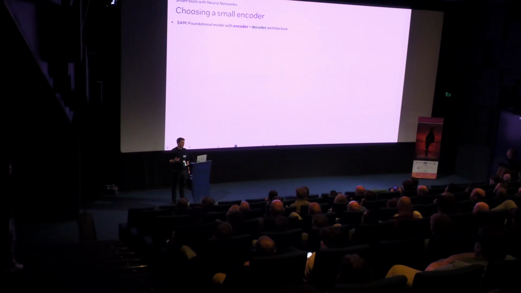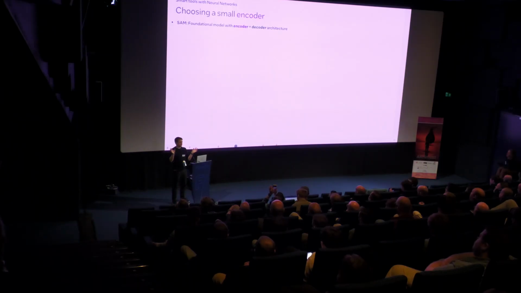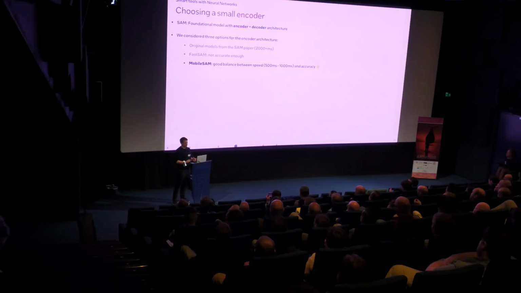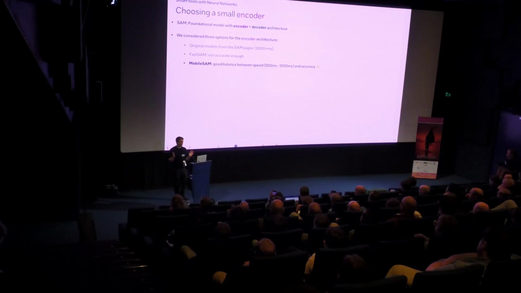Next step would be that we need to choose an encoder. If you remember, SAM has an encoder and a decoder architecture, and the quality of your data depends on the encoder, but also how long it takes. When we started out with this, we had sort of three choices. We could use the original models that came from Meta, but they were quite big and slow to run in a browser. It would take maybe 2 seconds to 30 seconds. It was accurate, but it didn't work that great.